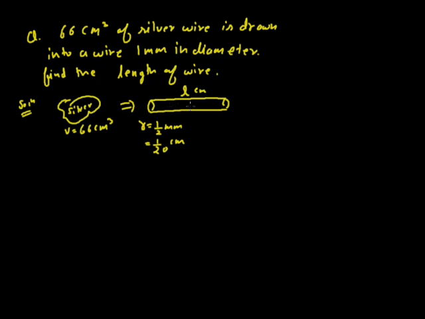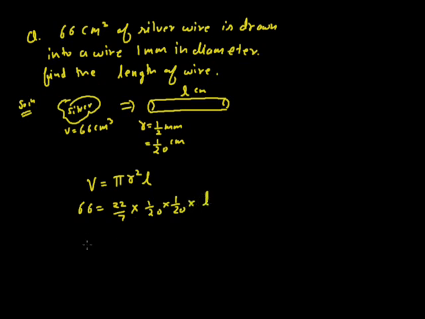cylindrical wire. Now the volume remains the same, as we are converting this silver into a wire. So the volume of the silver is equal to the volume of this wire, which is in the shape of a cylinder, so its volume is pi r square h, that is L, the length of the cylinder. So the volume is 66 centimeter cubic. The value of pi is 22/7. The value of r is 1 by 20 into 1 by 20 into L. Now this is the length of the wire.